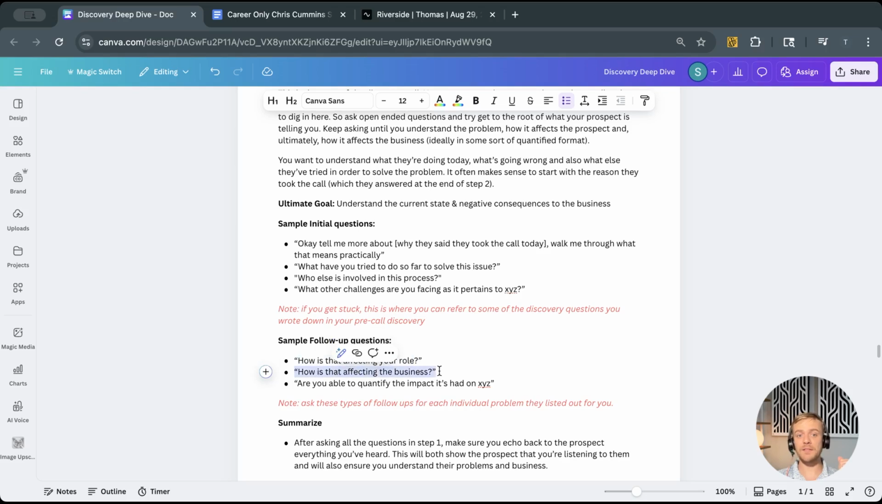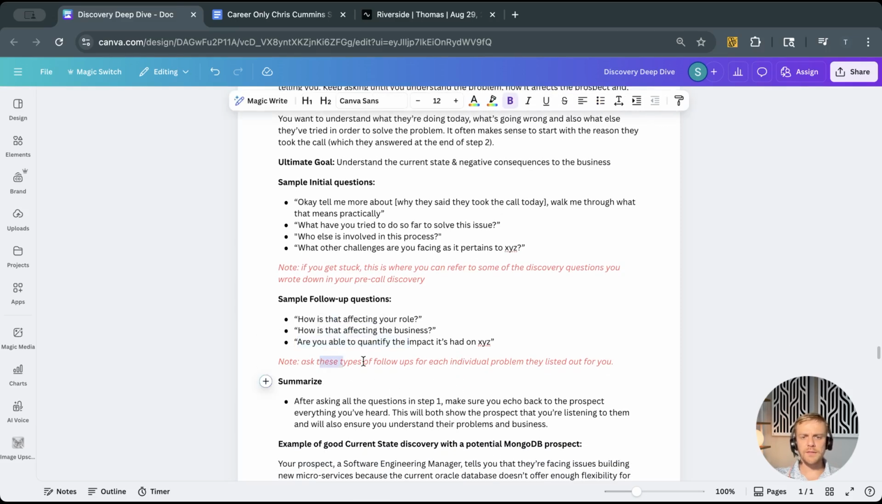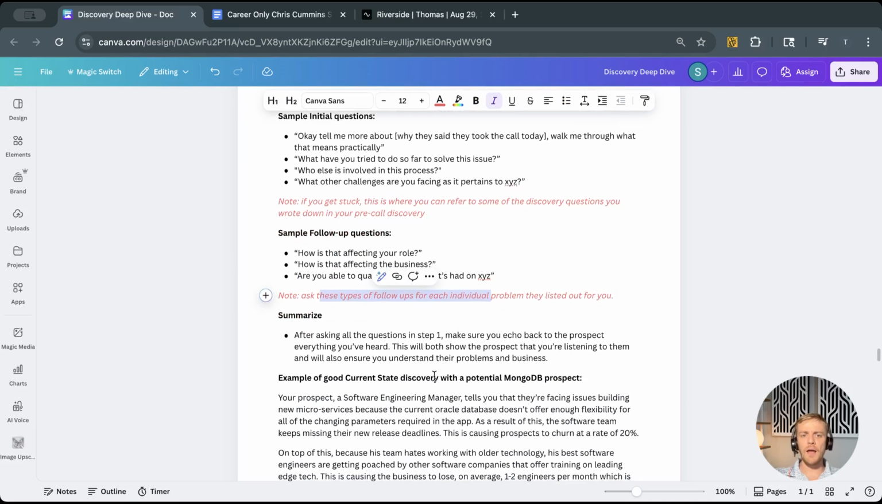Remember, how is that affecting the business? You can straight up ask, you don't have to use that language, but you can even just say, are you able to quantify the impact that it's having on bottom line revenue, churn, profitability, etc. Like I said, ask these follow-ups for each individual problem. And then, after you ask all these questions, make sure you echo back everything you've heard, right? This will show the prospect you're listening to them and will show you understand their problems in their business.